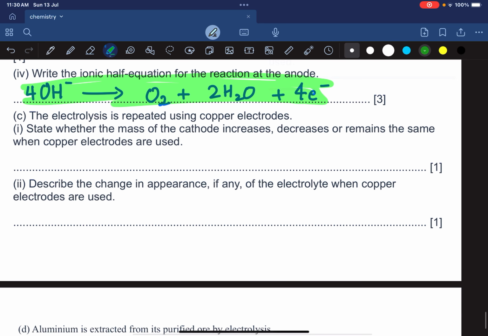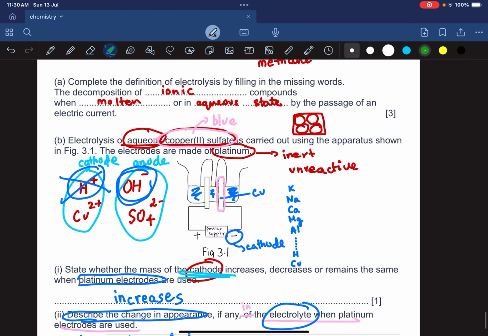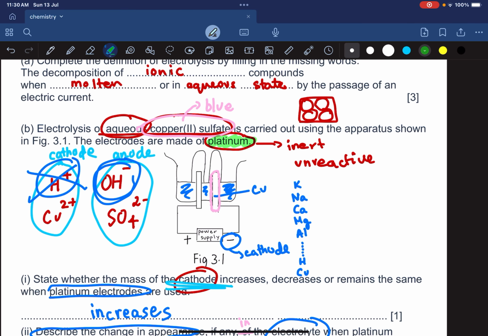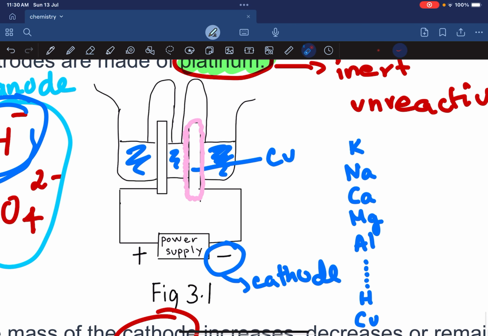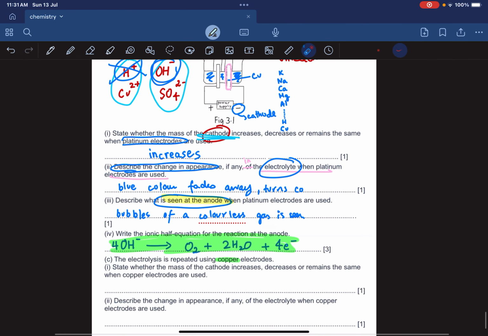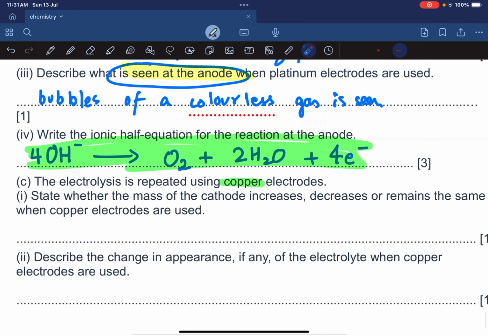Moving on. The electrolysis is repeated using copper electrodes. Now we are using copper electrodes, and you know that when we use copper electrodes, the electrodes react. Previously, with platinum electrodes, ions from the electrolyte were being deposited. But when we use copper electrodes, the electrodes react. The anode is going to lose mass and dissolve, and the cathode is going to gain mass, because copper is going to be deposited at the cathode. State whether the mass of the cathode increases, decreases, or remains the same. It's obviously going to increase.